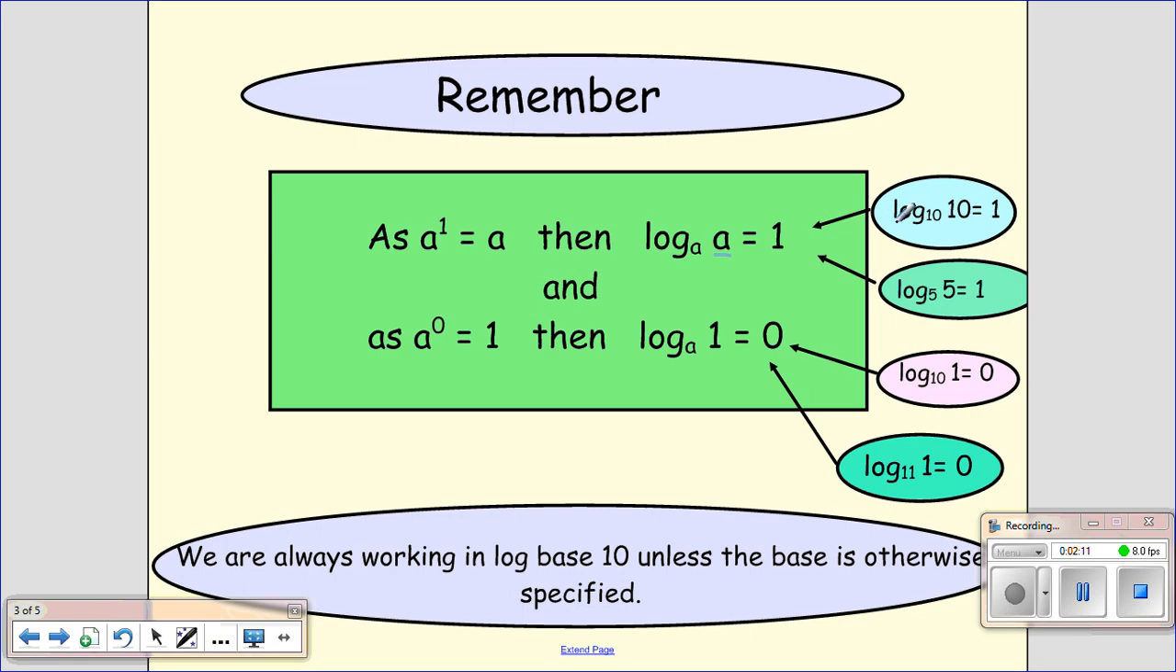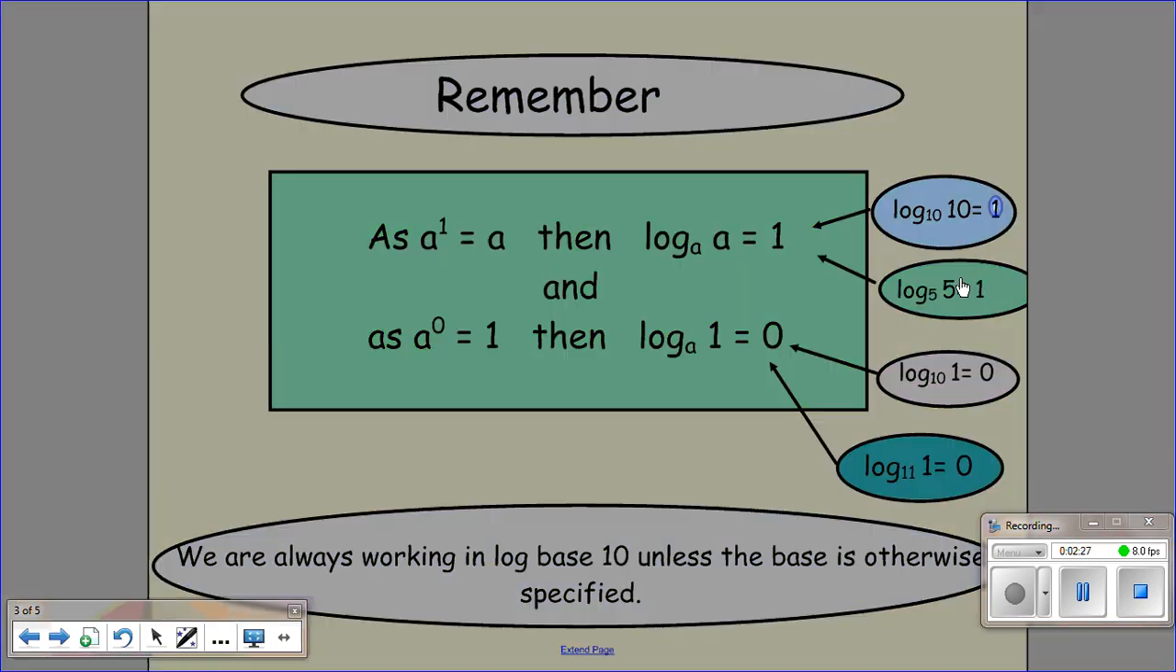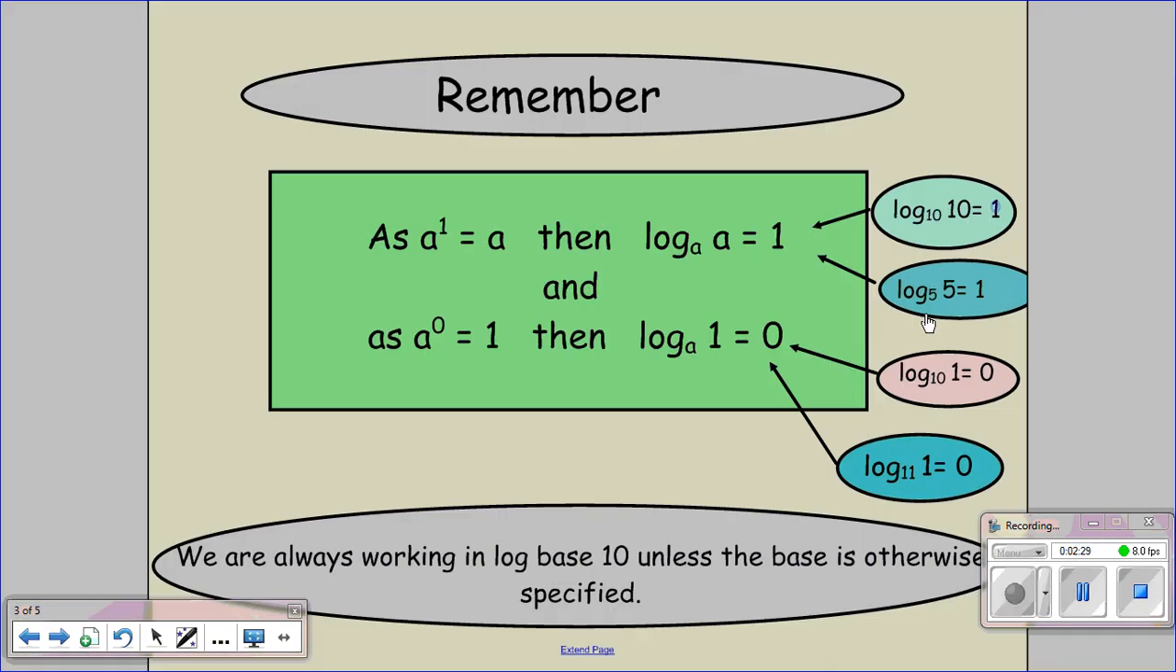So if we look at these little examples here, if I want to find the log in base 10 of 10, what power in base 10 do I need to generate 10? I need the power of 1. And here I have log of base 5, what power in base 5 do I need to generate 5? I need the power 1.